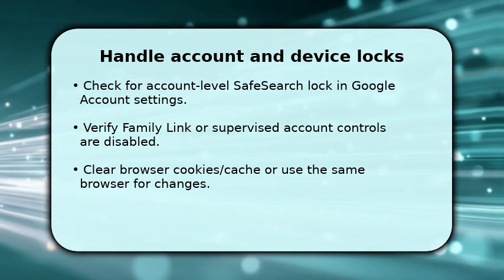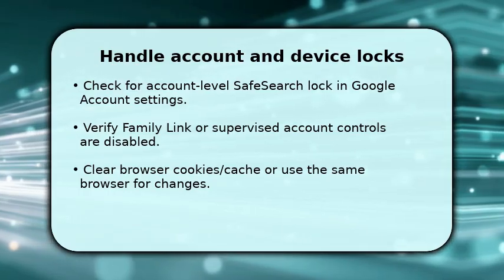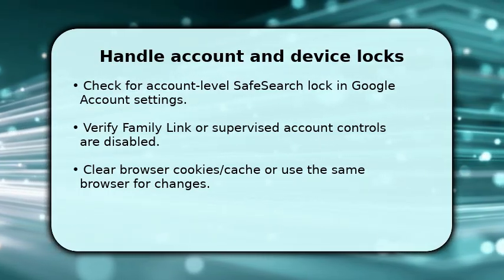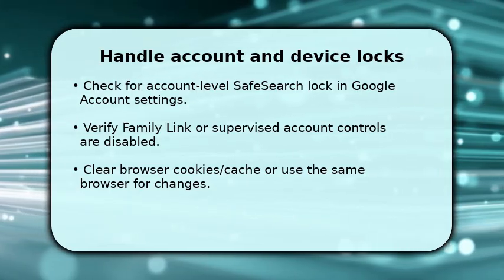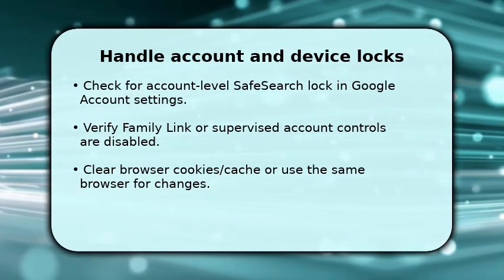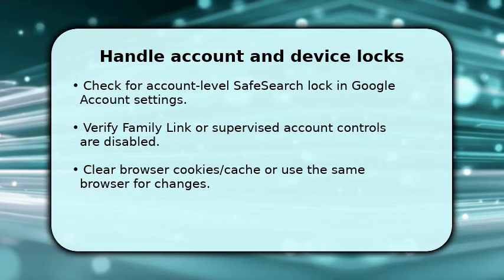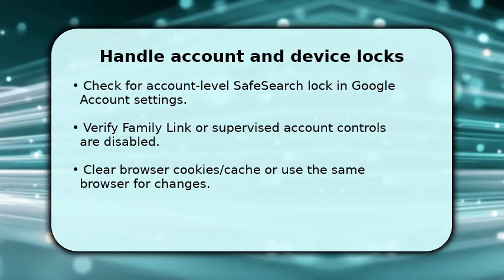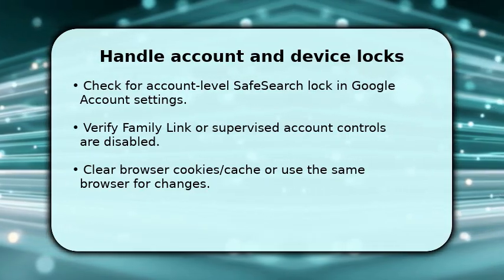Open Google Account Settings and look for search or safety controls. If a Safe Search lock exists, remove it by following the prompts. If the device is managed by Family Link or a supervised account, sign into the parent account to disable filtering there. Make sure to clear cookies and cache or perform the change in the browser you normally use, so cached preferences don't override your new setting.